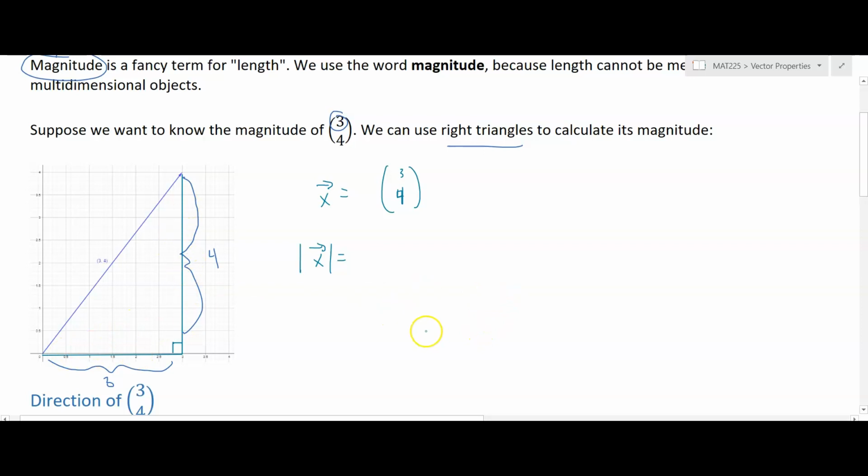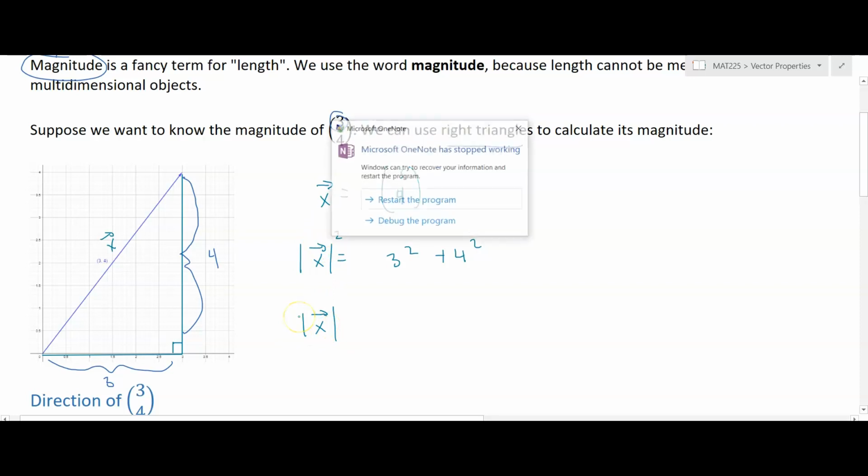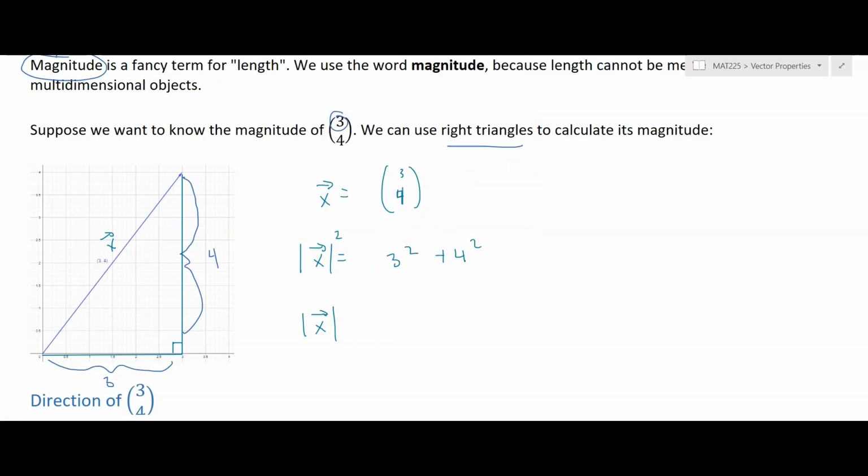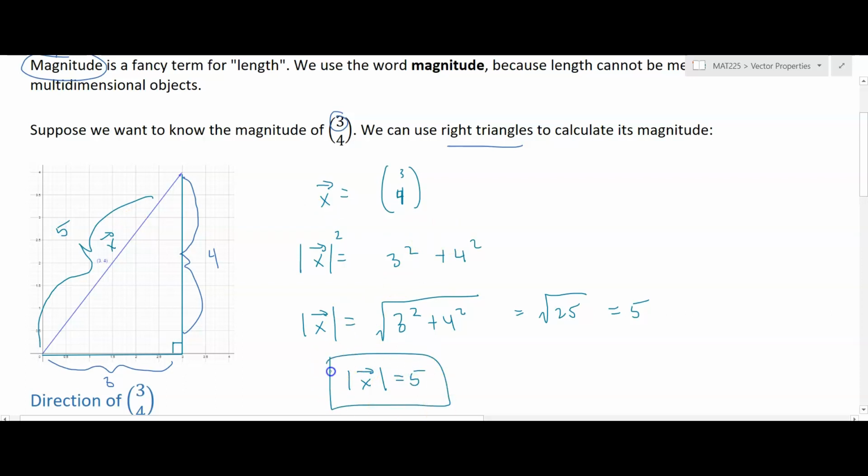So if this is 3 and this is 4, we know from the Pythagorean Theorem that if this is vector x here, the length of vector x squared is going to equal 3 squared plus 4 squared. And so to find the length of x, this notation just means the length of x. You never remove these brackets. So when we take the square root of both sides, we get the square root of 3 squared plus 4 squared, which gives us the square root of 25, which is 5. So the length of this hypotenuse here is 5 units long. And so we can say, in short, the length of x is 5, or whatever kind of units we want to measure that in.